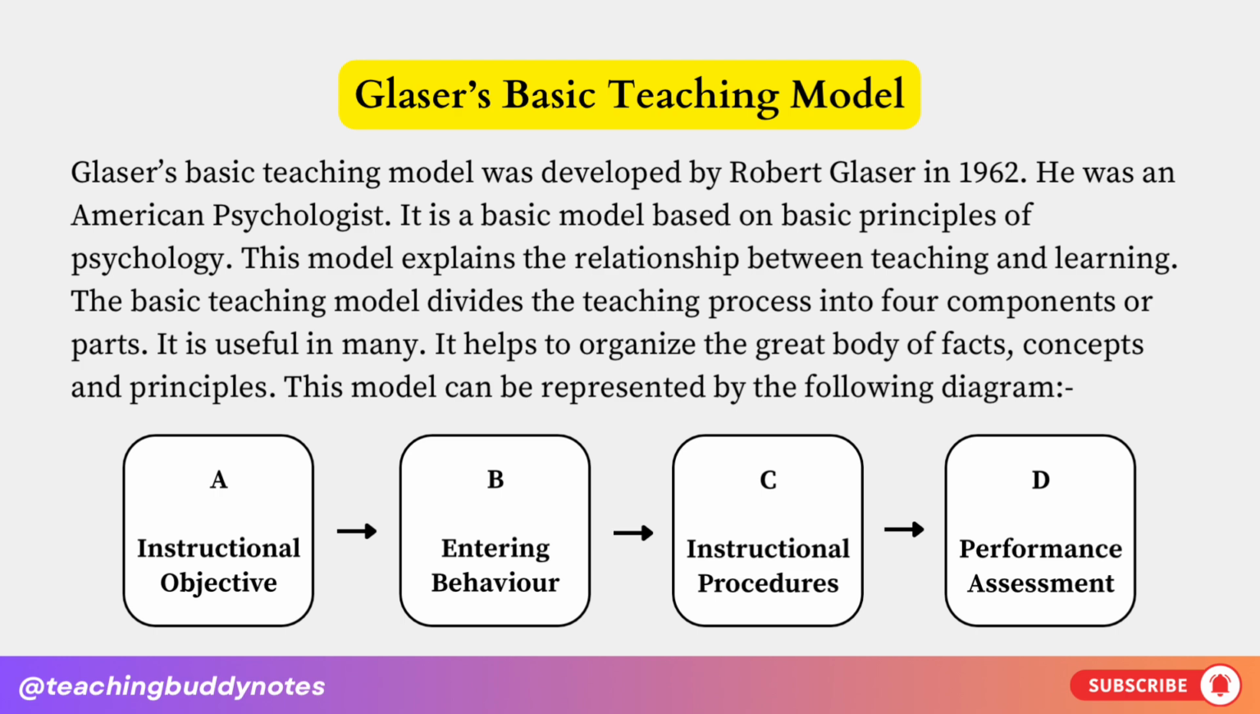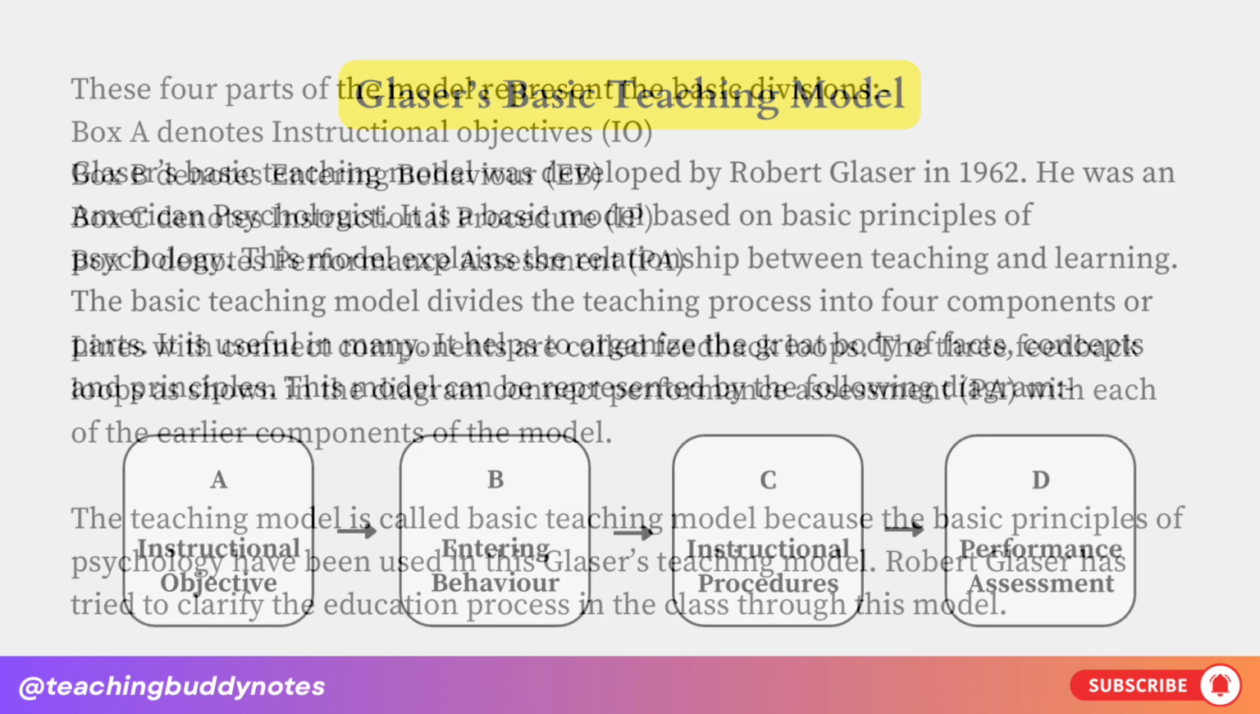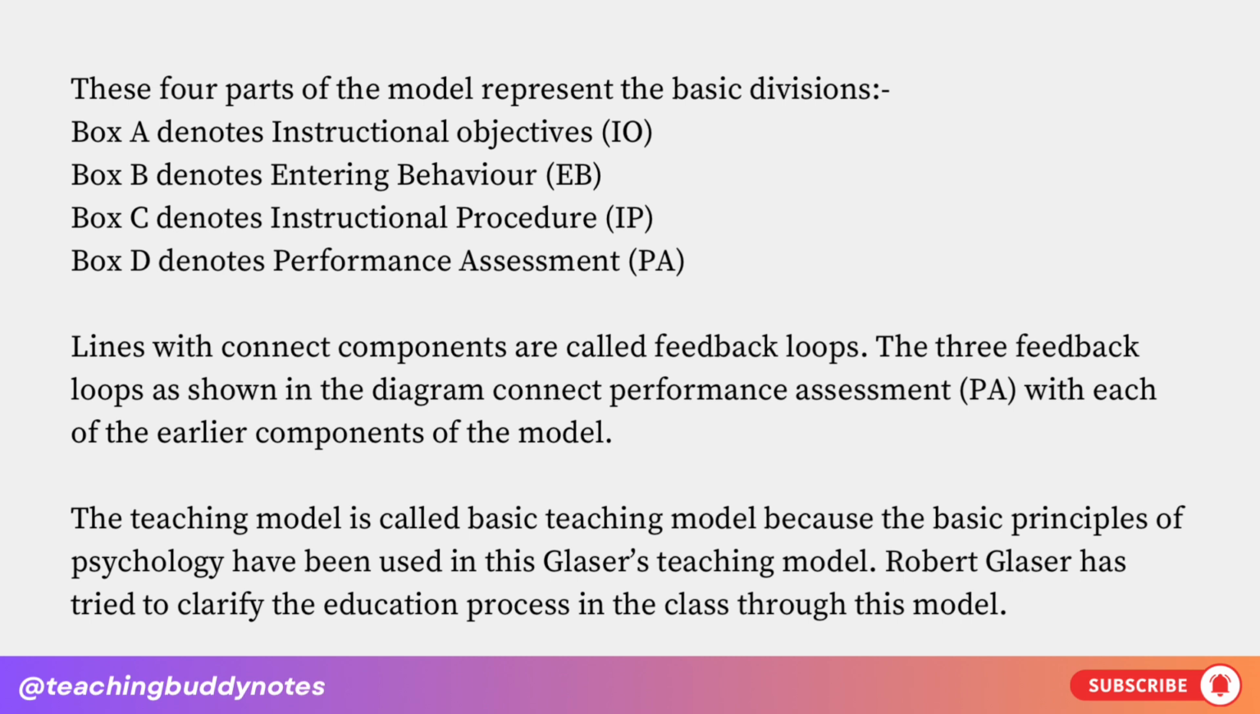This model can be represented by the following diagram. These 4 parts of the model represent the basic divisions. Box A denotes instructional objectives, IO, Box B denotes entering behavior, EB, Box C denotes instructional procedure, IP, Box D denotes performance assessment, PA. Lines which connect components are called feedback loops.